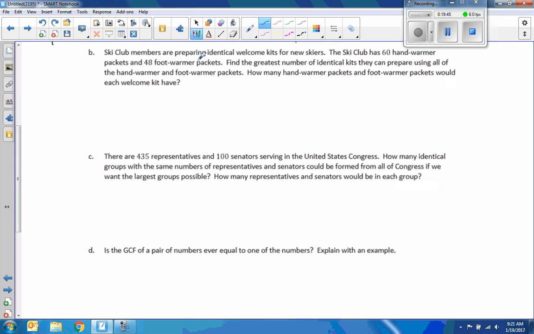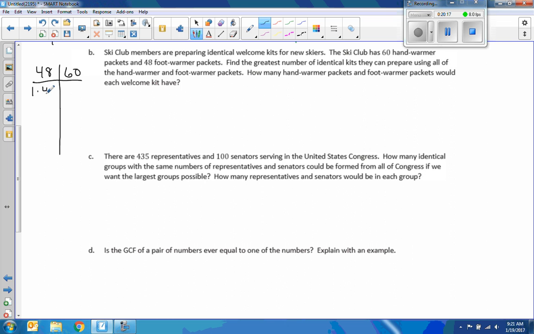Alright, ski club members are preparing identical welcome kits for new skiers. The ski club has 60 hand warmer packets and 48 foot warmer packets. Find the greatest number of identical kits that can be prepared using all the hand warmers and foot warmers. How many hand warmers and foot warmers would each welcome kit have? So that's a greatest common factor problem.